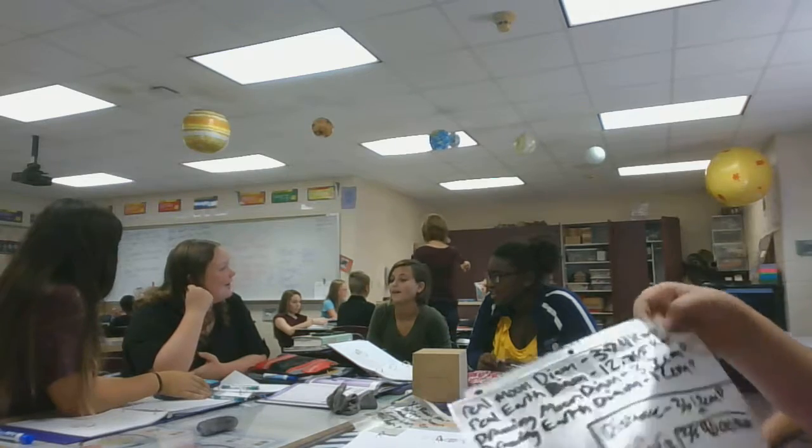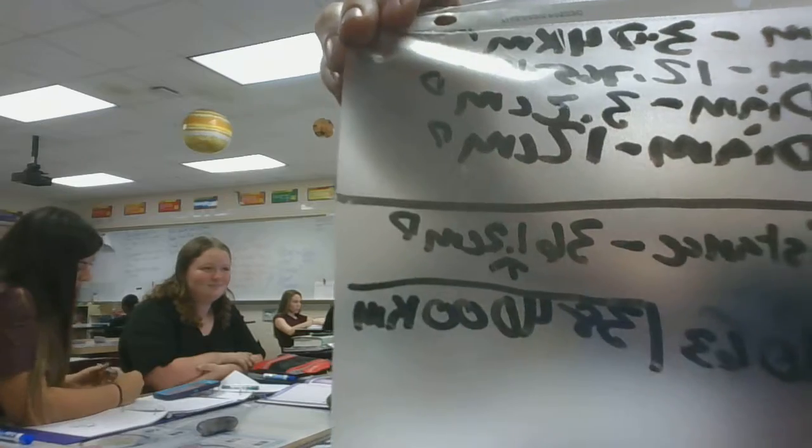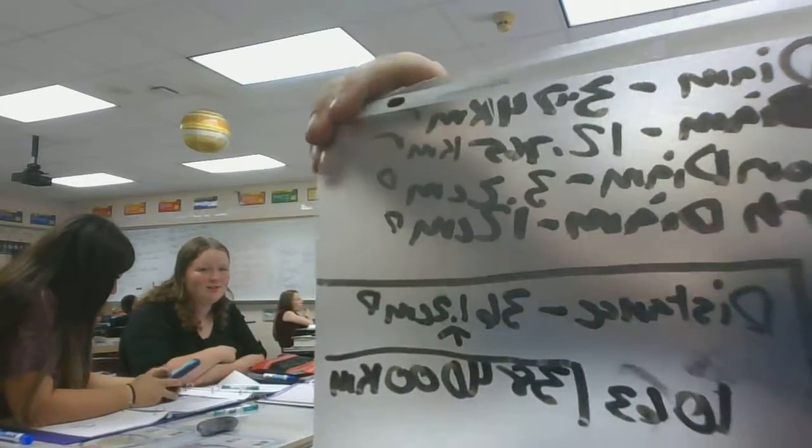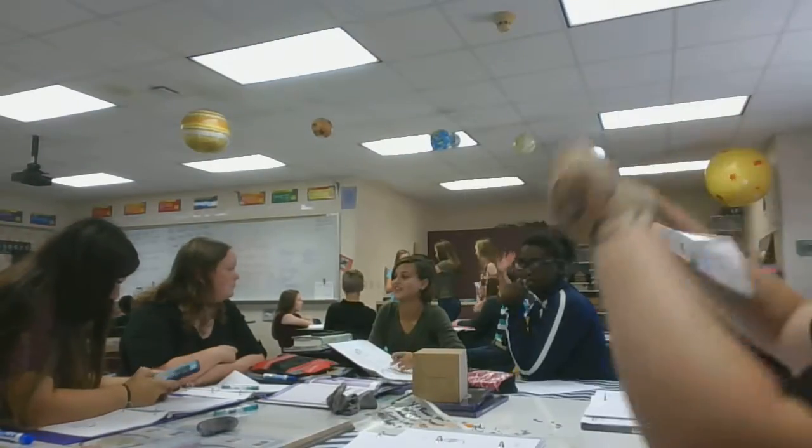So what we did, we had to find the drawing distance, so we took the real distance, 384,000 kilometers, and then we divided it by 1,063, which we got from dividing 12,756 by 12, and the drawing distance should be 361.2 centimeters.